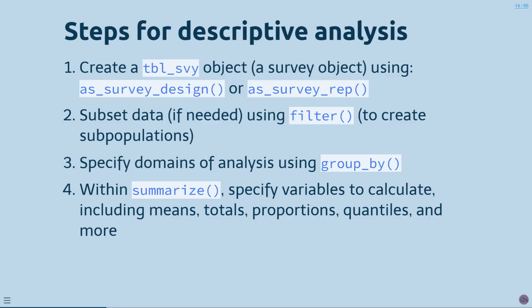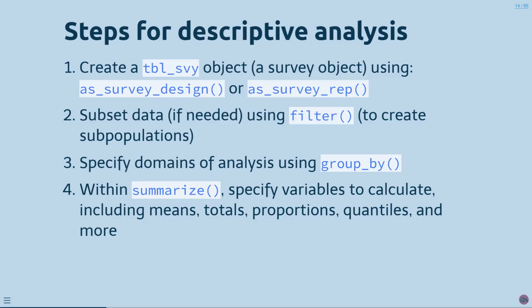So, excuse me, after you create the survey object, you can use filter to create subpopulations from your data so you can focus on specific groups or segments within the data set. But note, it's very important to filter your data after the survey object and not on the original data frame. Then for survey analysis, you can use group by, like we saw earlier, to define the groups or domain for the analysis. So like grouping by region or age group or other variables. And then finally, within the summarize function, you can specify the variables you want to create. You can create different kinds of statistics like the means, the medians, like we saw, totals, proportions, quantiles, all sorts of things. And there is another option too.